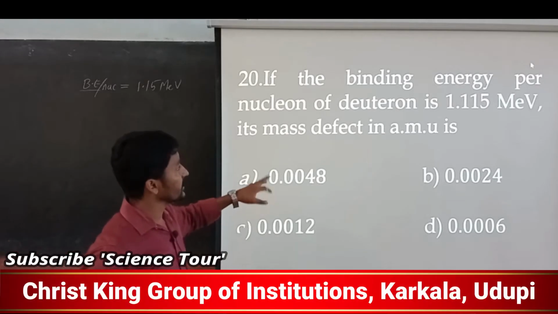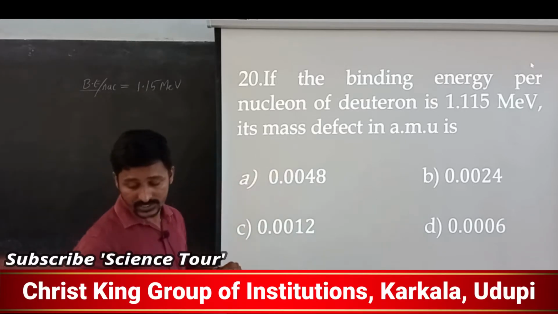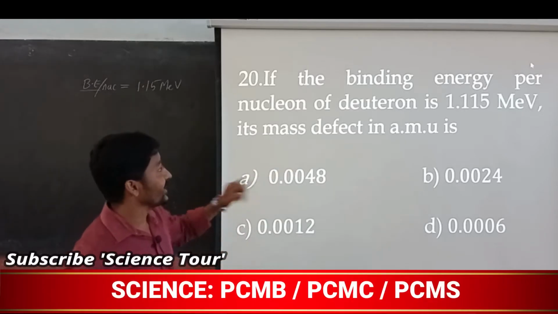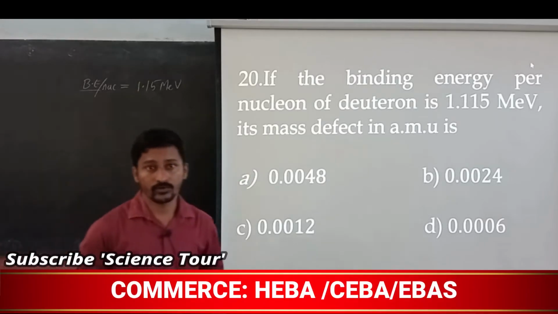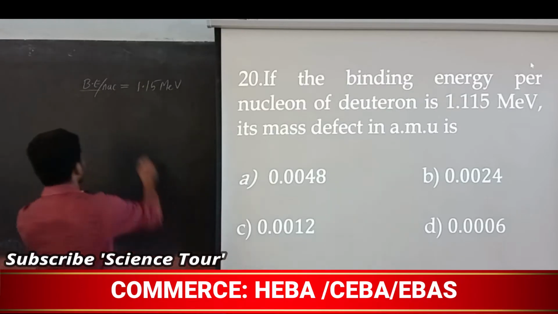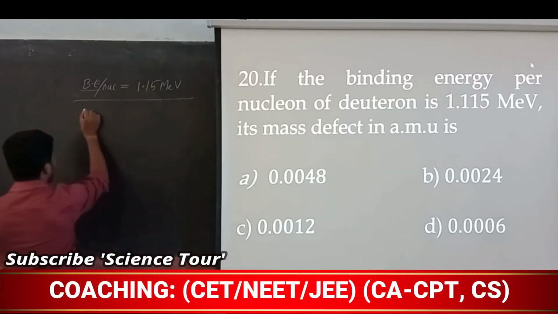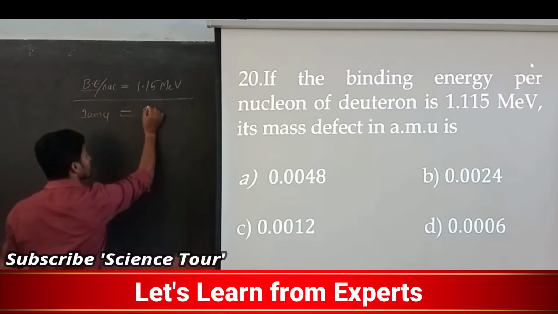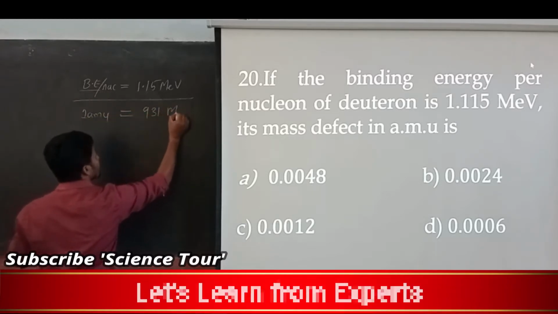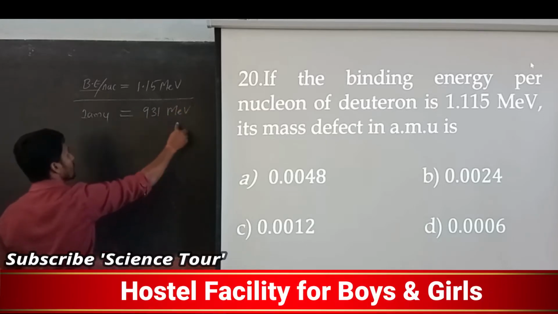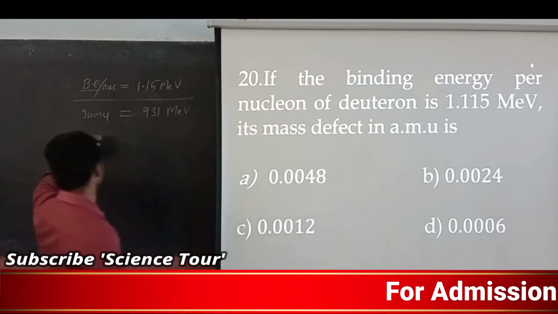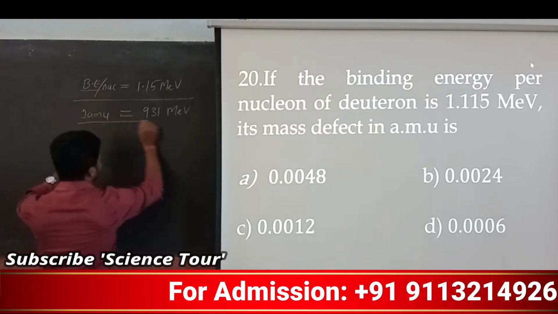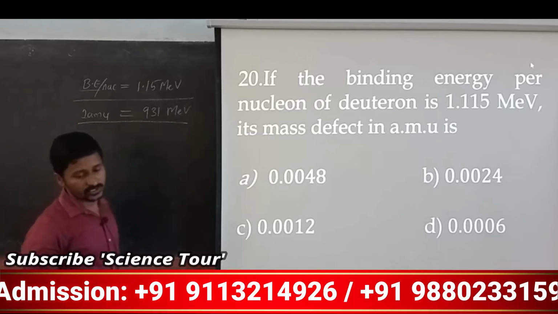The mass defect in AMU is what we have to find. So in terms of AMU, you have to find the mass defect. We know that 1 AMU, that is mass, is equal to 931 MeV of energy. Mass can be converted into energy. This is not that necessary for this problem, but I just mentioned it because it is useful.